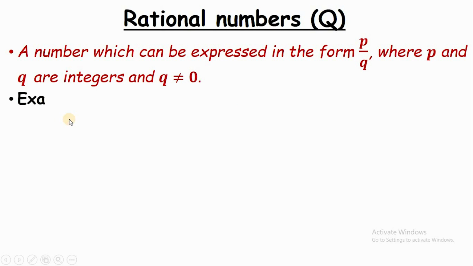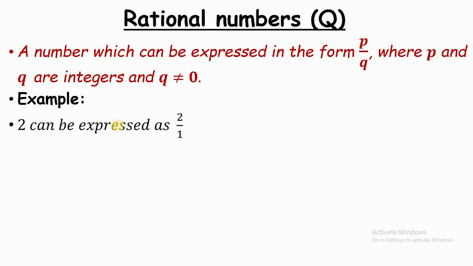Let's take a few examples of a rational number. For example 2. Now this 2 can be expressed as 2 by 1. And 2 by 1 means 2 divided by 1. So we'll get 1 twos are 2. You'll subtract it and then you'll get 0. Therefore 2 is a rational number because it can be expressed in the form p by q. Here p is equal to 2 and q is equal to 1, and 2 and 1 both are integers and q, which is 1, is not equal to 0. Therefore 2 is a rational number.